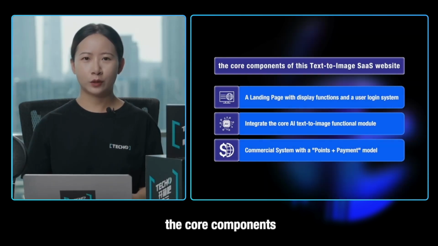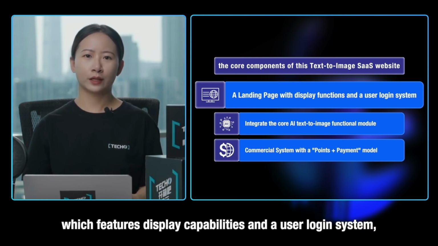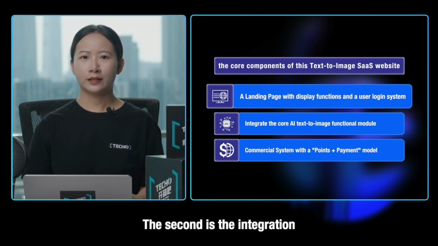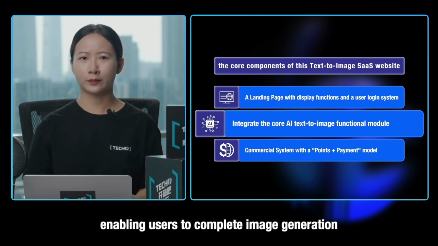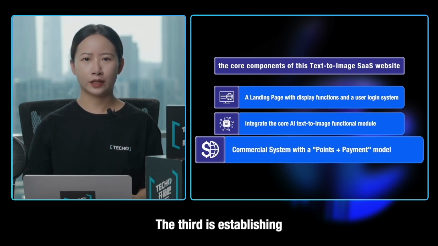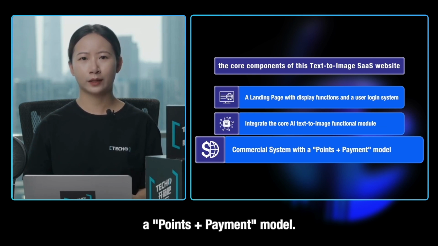First, let's clarify the core components of this website. The first is the landing page, which features display capabilities and the user login system, clearly conveying the core value of the tool. The second is the integration of the core AI text-to-image functional module, enabling users to complete image generation operations within the website. The third is establishing a complete commercialization system, realizing monetization through a points plus payment model.